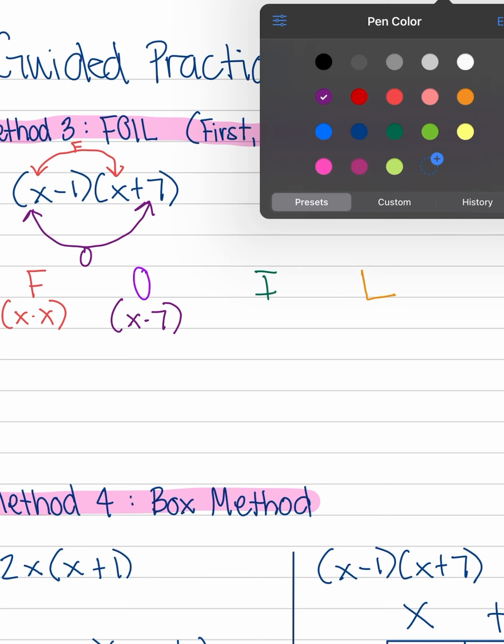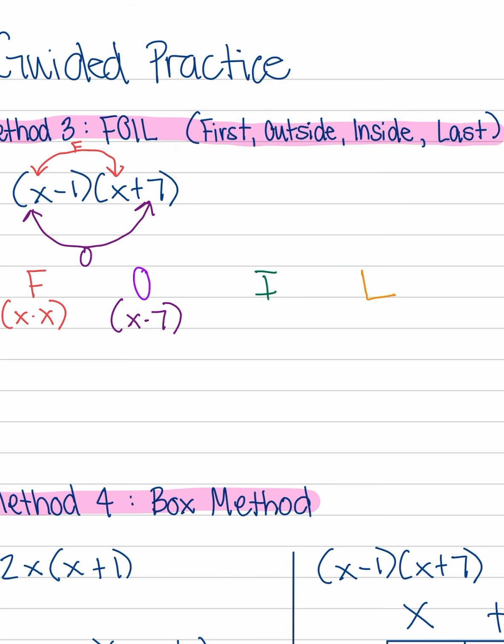Then we're going to do our I, which stands for inside, which are those two that are inside the parentheses. So that's -1 times x. And then our last one is going to be last, so those are our two last numbers in our parentheses. So that's -1 times 7. And then from there, all we do is simplify.